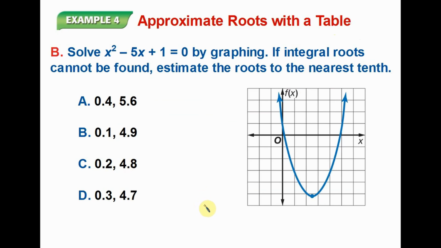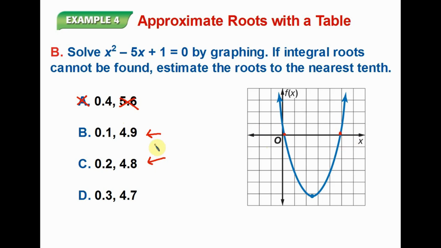Part B, solve x squared minus 5x plus 1 equals 0 by graphing. Since this one is already providing a graph, let's see if we can find the best option in here. It looks like this point right here and that one are going to be your x-intercepts, where this is definitely less than half. For the next one, this one is at 1, 2, 3, 4. It's less than 5, so I know that anything above 5 should not be the answer. I would go with either B or C.